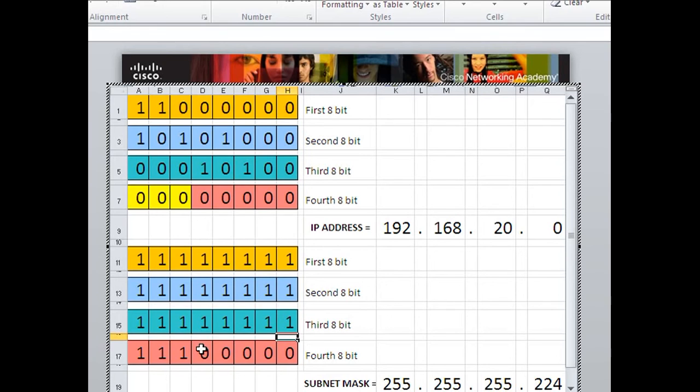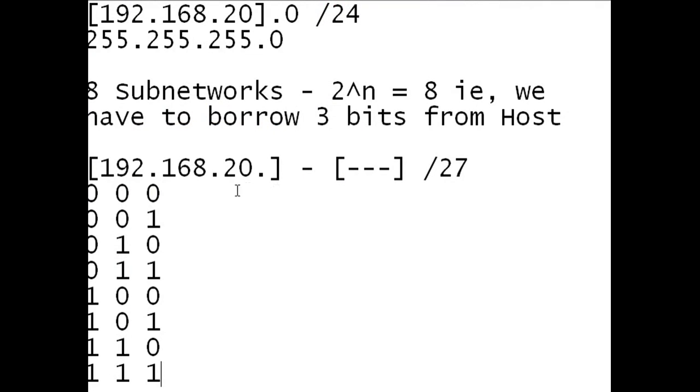Now I am calculating the network address. So the first network address is, let's start calculating it. In this case the first network address will be 192.168.20.0.